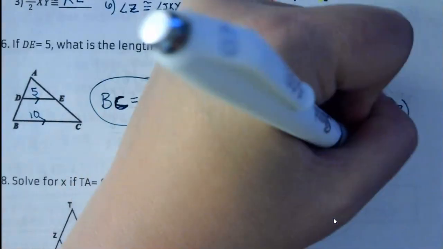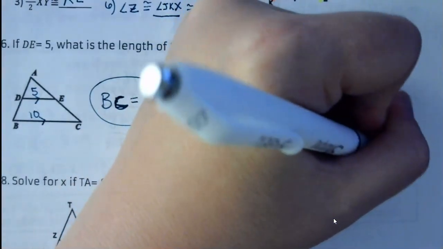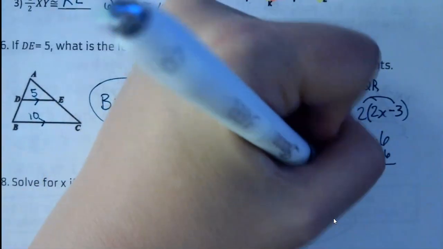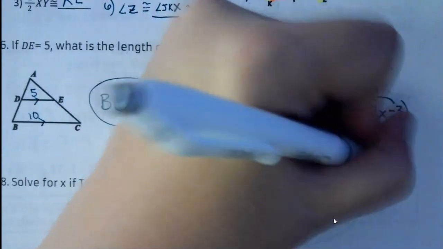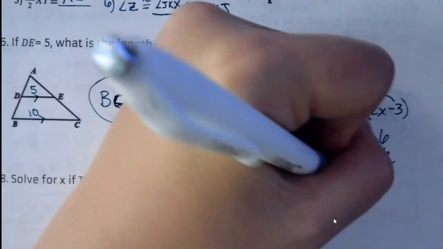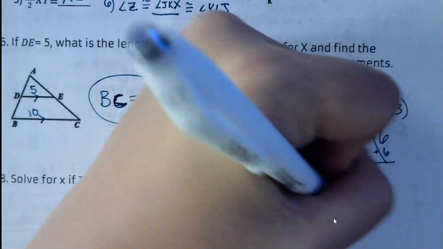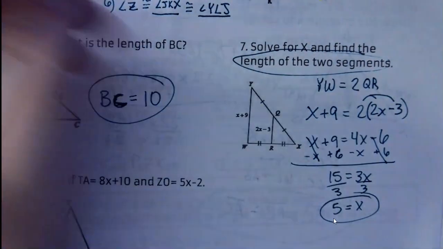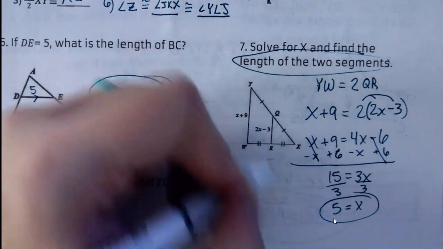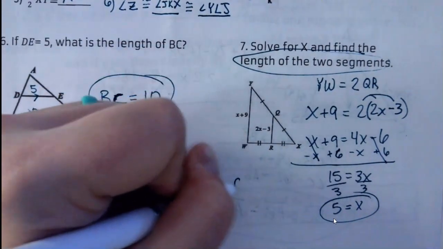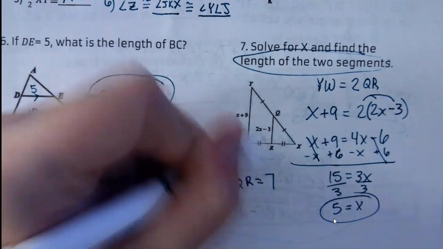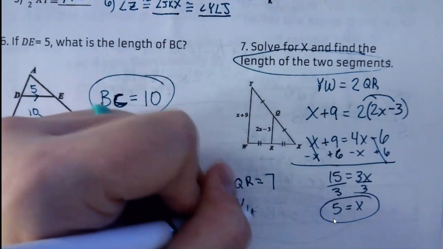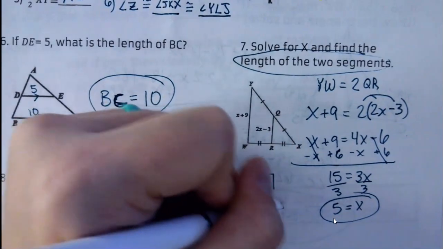We're going to subtract x on both sides. We're also going to add 6 on both sides. So 15 equals 3x. Divide by 3. X equals 5. It says find the length of the two segments. So if I plug that back in, QR is 7, because 2 times 5 is 10, minus 3 is 7. And YW is 14.